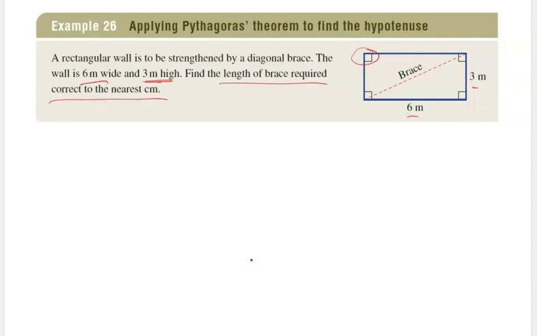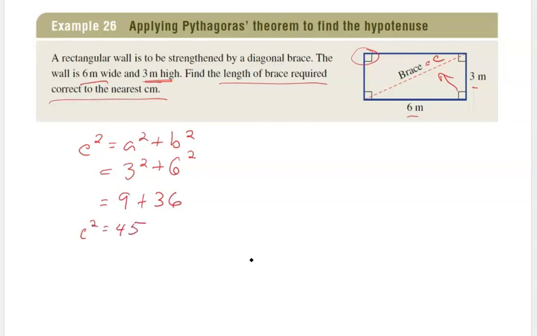So if I'm looking for my brace, I'm going to put in c squared, because that's going to be the brace, equals a squared plus b squared. And I hope you can see this brace is equal to the hypotenuse, because it's opposite of that right angle, and will also end up being the longest, equals, let's say, 3 squared. I don't know why I like putting the shorter one first. 3 squared, so that is 9 plus 36, so c squared is equal to 45.